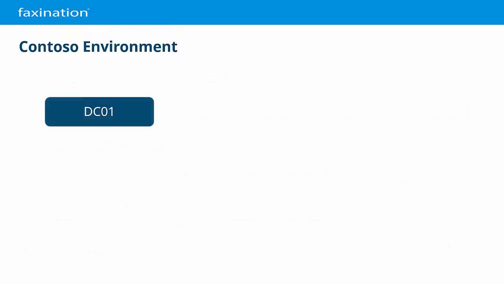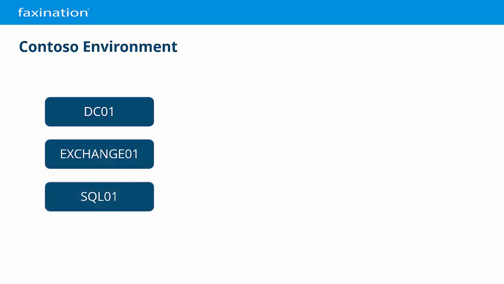A quick look at our Contoso demo environment. DC01 was our first domain controller and created the Active Directory for us. Exchange 01 is an on-premise installation of Exchange Server 2013. SQL 01 is a high availability SQL cluster in the environment. In this case, it's SQL Server 2012, but just about any modern version of SQL can be used. We'll be installing our software on Faxination 01.